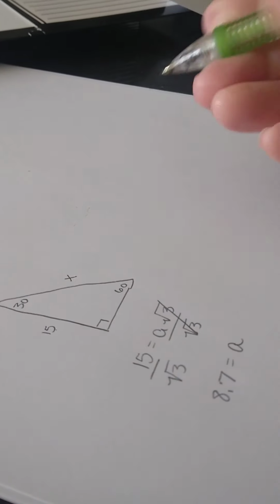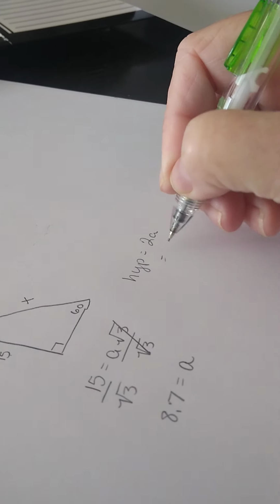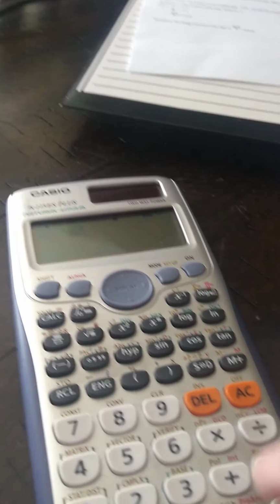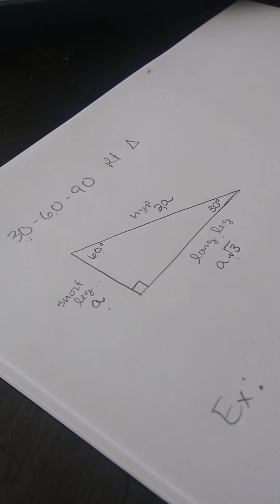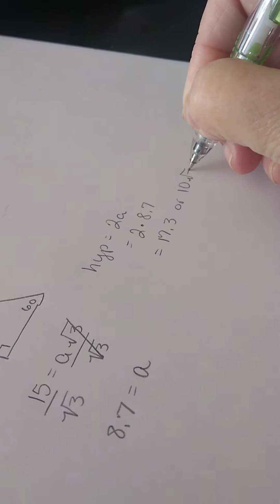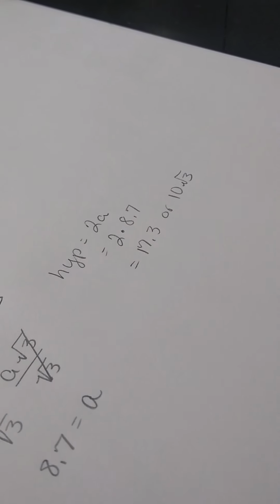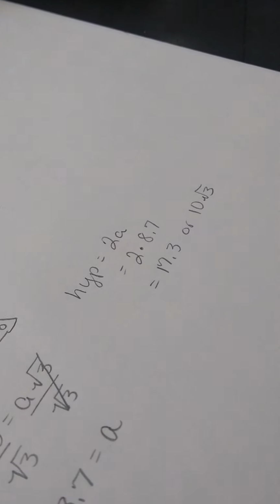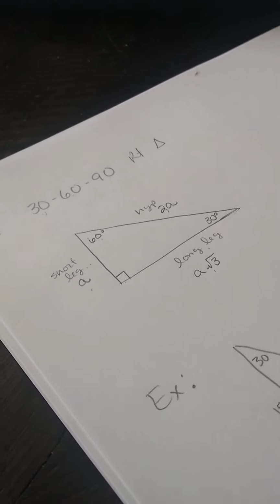I need my hypotenuse. My hypotenuse is 2 times A. So I need to multiply 2 times 8.7. Okay, so go back up here. I'm just going to leave it in my calculator and just go times 2. 10 square roots of 3, or 17.3. Now, I left my radicals on there too because I don't know how your answers are going to leave it on your multiple choice. Okay, so 10 square roots of 3. So that is a 30, 60, 90. We'll do another one.